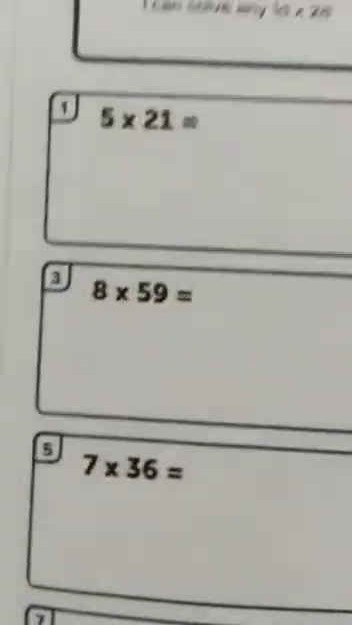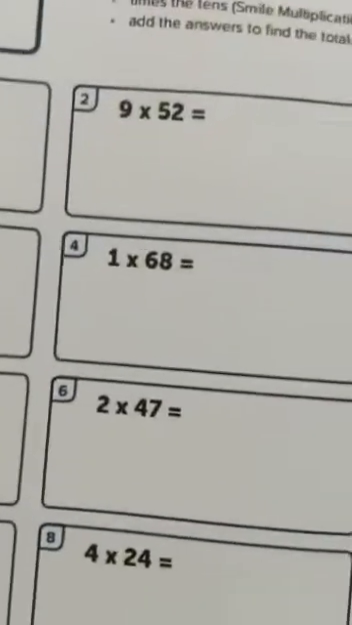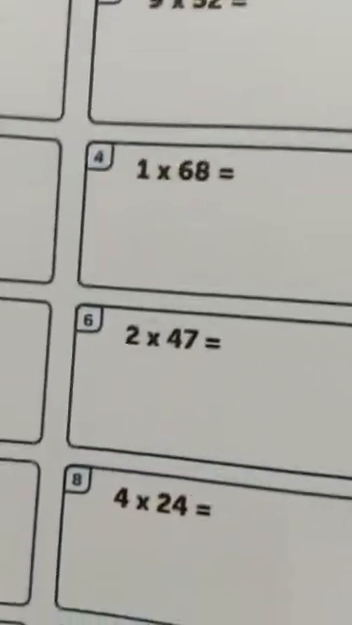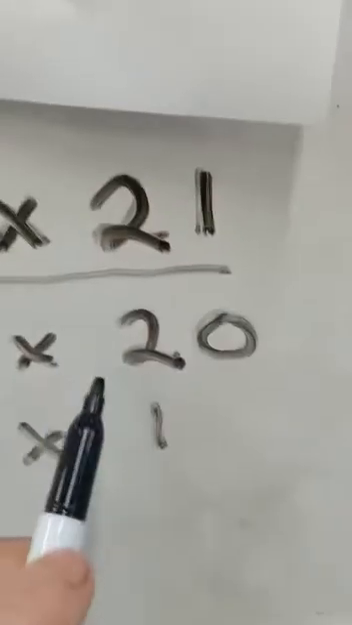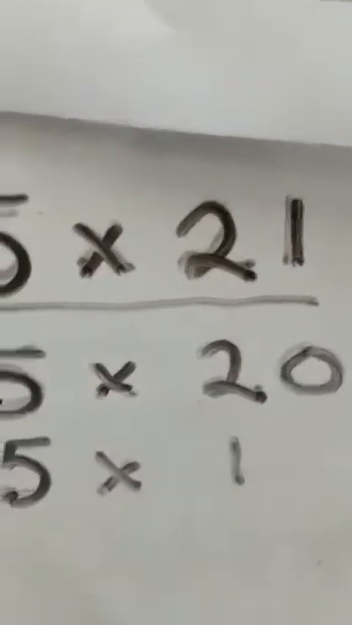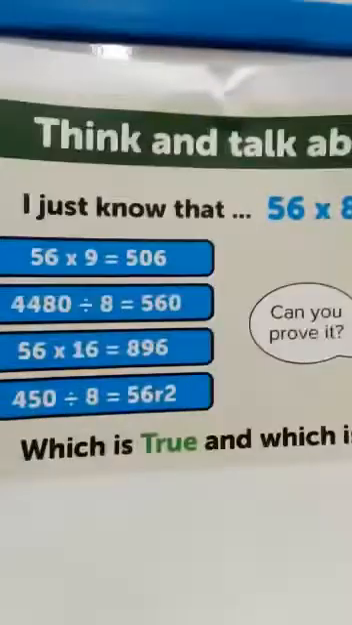Look carefully at the sums. Some of them are easy to do in your head without having to write them out. But for some of you, you might want to partition it. 5 times 21: partition the 21, so it's 5 times 20, and then 5 times 1. 5 times 20 is 100. 5 times 1 is 5. And so 100 plus 5 is 105. Easy peasy.